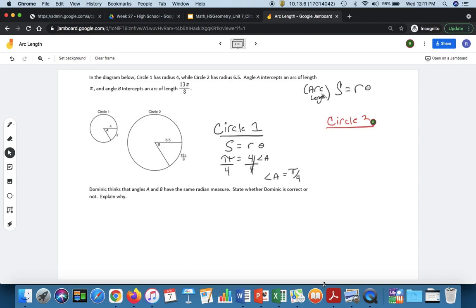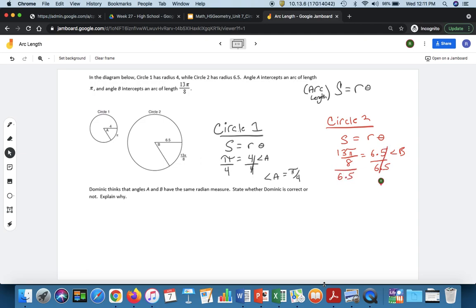Now let's take a look at circle 2, which I'm going to label in red here. We're going to use the same exact formula for circle 2. So we're going to say this is S equals r theta. And in this case, we have an arc length of 13 pi over 8 and a radius of 6.5. And our central angle here is angle B. So to get angle B by itself, I'm going to have to divide by 6.5 on both sides. And this looks a little bit messy here.